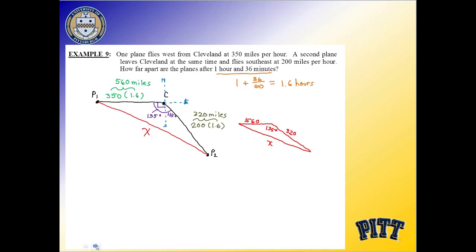So that's why we consider this an easy to moderate. The only moderate part is dealing with the hour and 36 minutes, recognizing you have to find distances and put those in rather than use the rates.